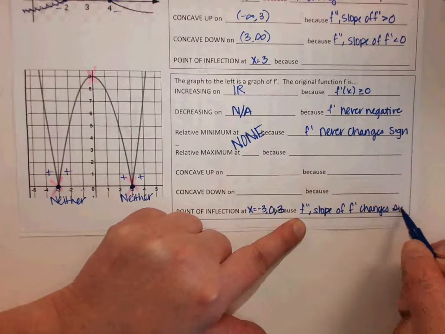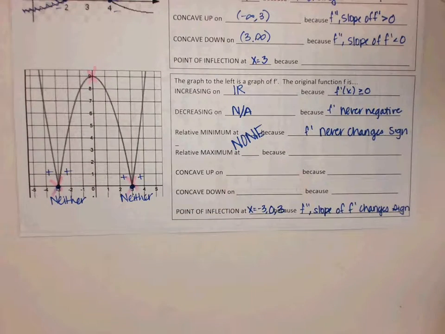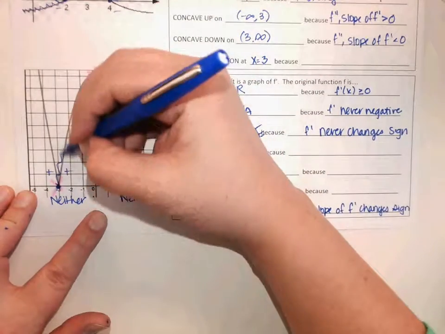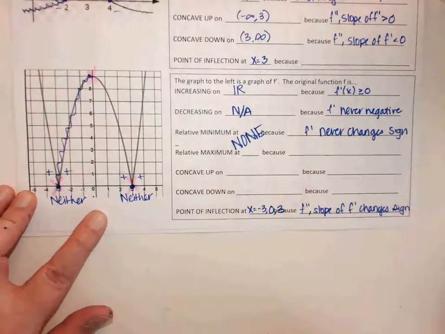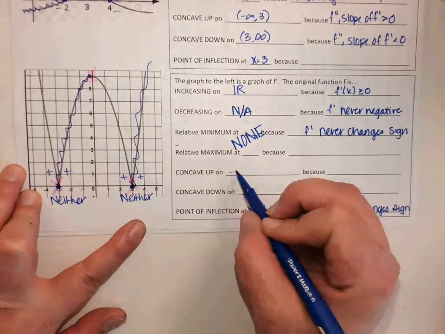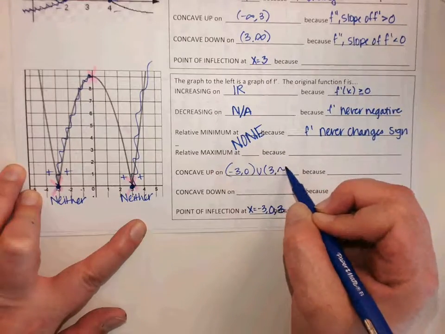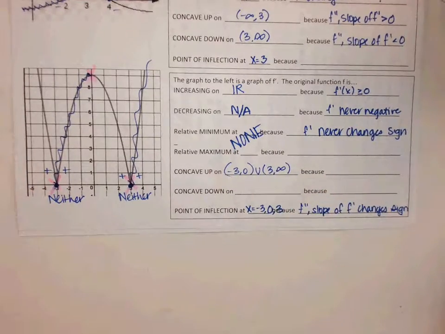Since the bell's about to ring, I'm only going to do one of those. Let's do concave up. For concave up, I'm looking for a positive slope. Where does it happen? Negative 3 till 0, I have a positive slope, and then 3 to infinity. So negative 3 to 0 and then 3 to infinity. No, we have concave down. This one would be down, and then that one would be down.